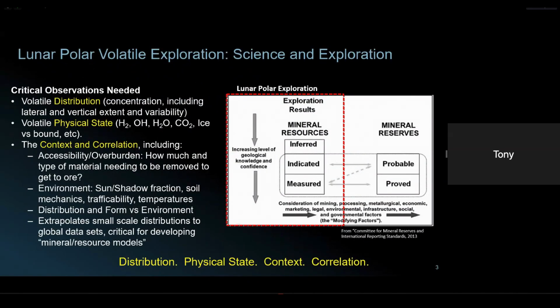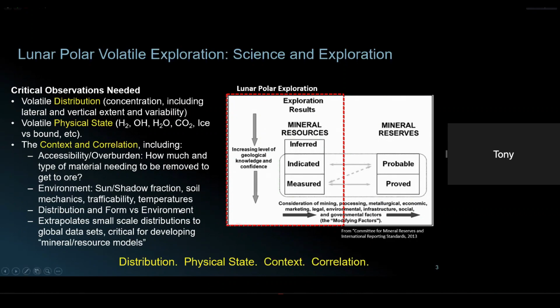Diving a little more into what it is that VIPER is going to do, and I know a lot of you have probably seen this before. It really is all about characterizing the distribution and the physical state of the volatiles at the poles. Many of you have probably seen this figure to the right. It comes from a standard used in terrestrial mineral reserve exploration by various entities, and it describes the process of going from inferred resources to a proven reserve.